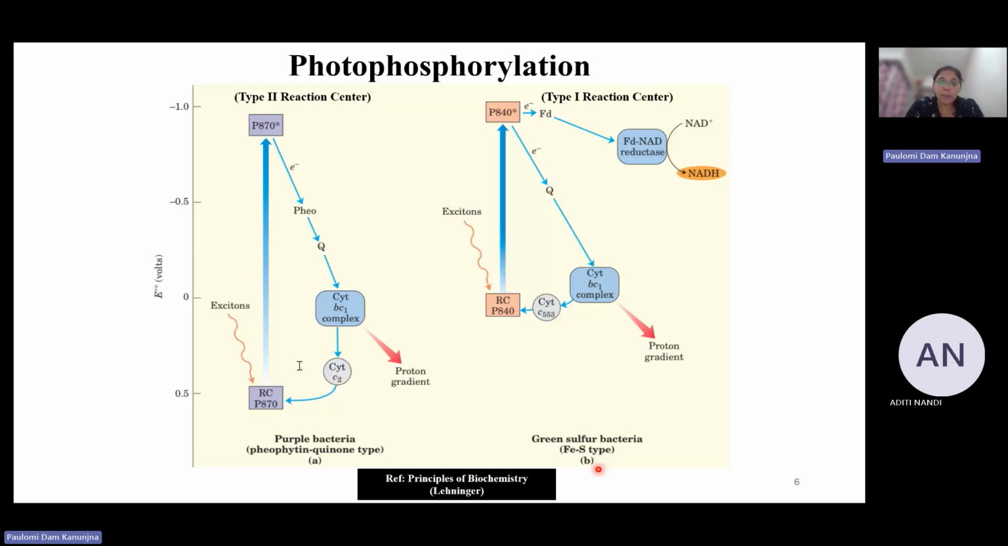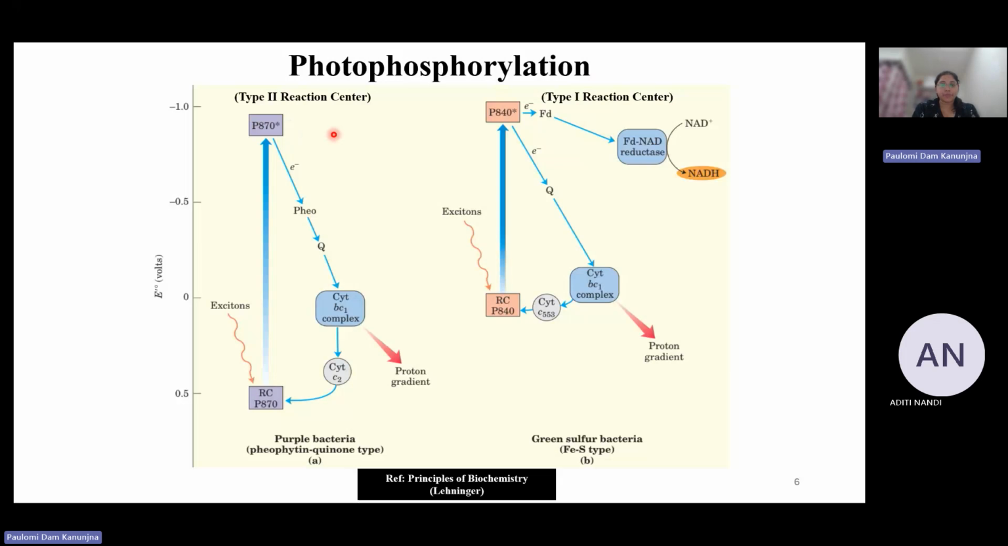So the central component of the first reaction center, first type of photosystem, is pheophytin. Whereas here in type 1, you have quinone and a ferredoxin. That's the first difference that you need to remember: in one, you have pheophytin, which is the first electron acceptor, while in type 1, you have quinone and ferredoxin, right? This is type 1, this is type 2.